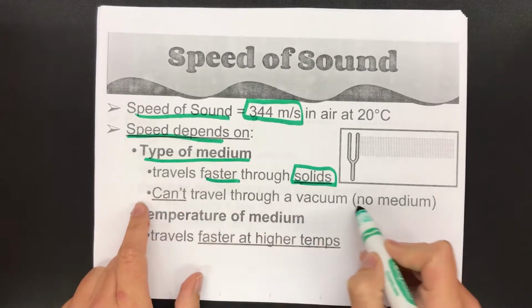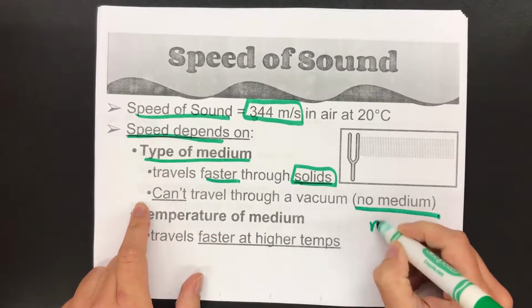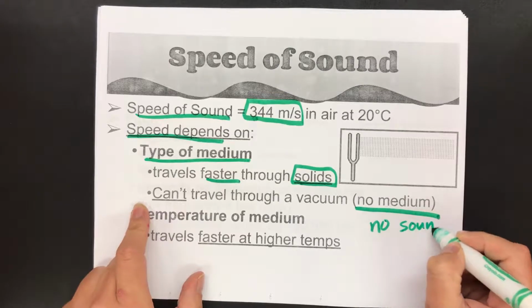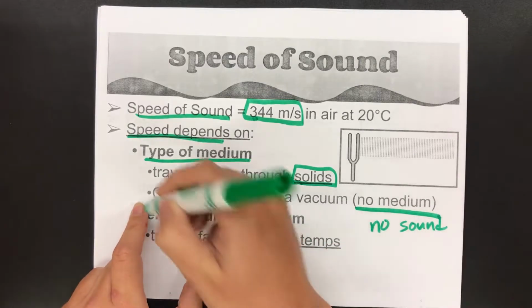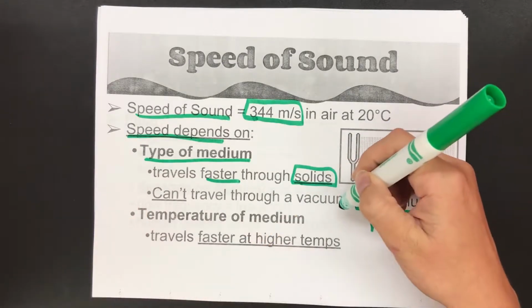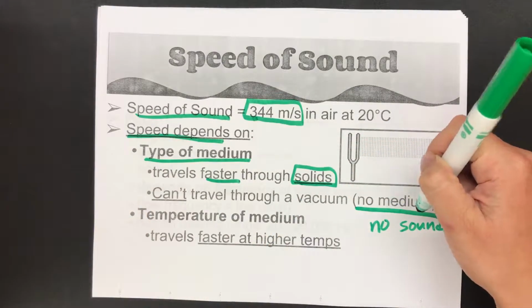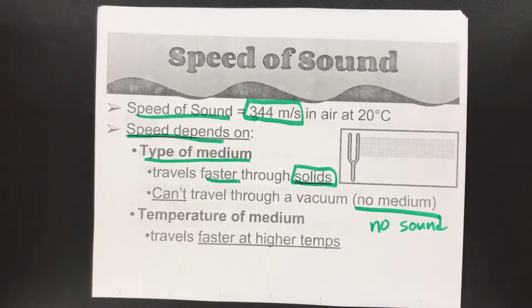Now, no medium means no sound. No sound can travel through what's called a vacuum, and a vacuum means there's no medium there. All the substances have been sucked out. Outer space is a vacuum. There's hardly any particles from one point to another. Therefore, if we were in space, not talking with walkie-talkies or headsets or anything like that, you would not be able to hear me talking to you because there are no particles to vibrate between one source and another.